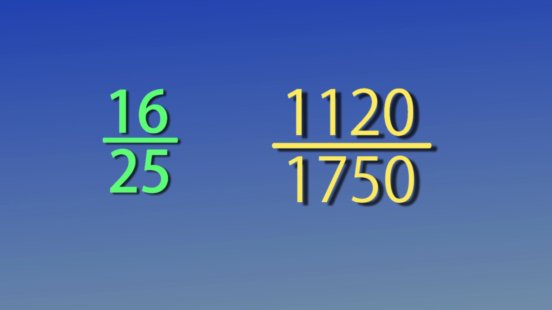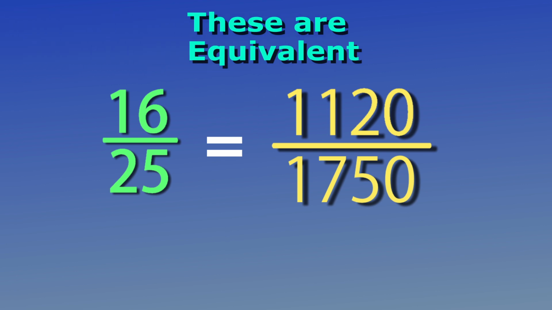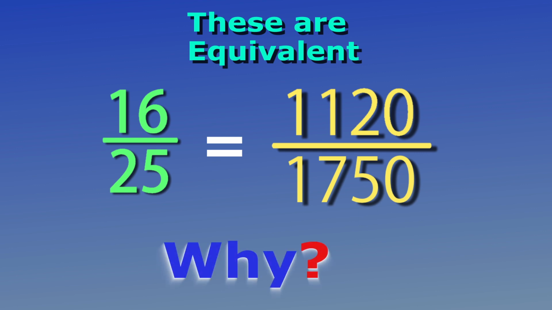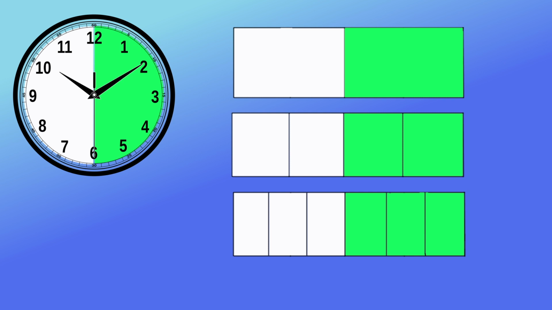Take a look at these two fractions. They have completely different numbers for denominators and numerators, but they are equivalent to each other. 16 over 25 equals 1120 over 1750. Equivalent fractions are fractions that appear different but have the same value. By the end of today's lesson, you will understand why these two fractions are equal to each other, why they are equivalent fractions.